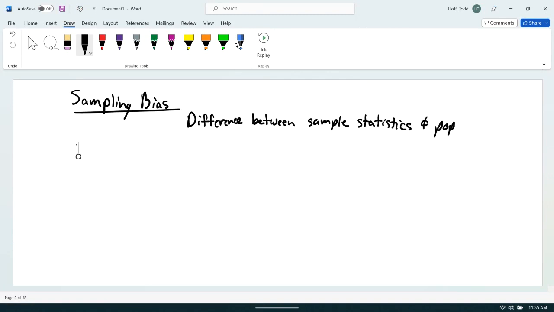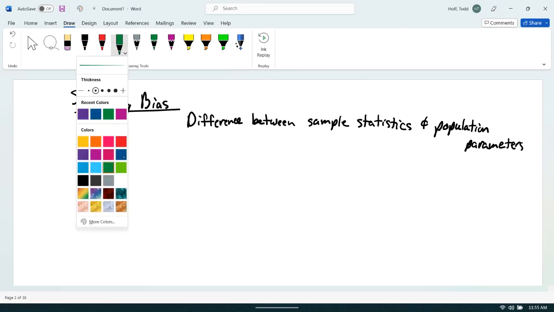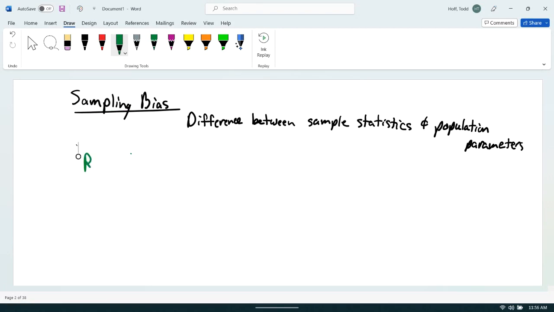In a good sample, we want them to be the same. So there's something called a representative sample. That would be the case. In a representative sample, the statistics would equal the parameters.